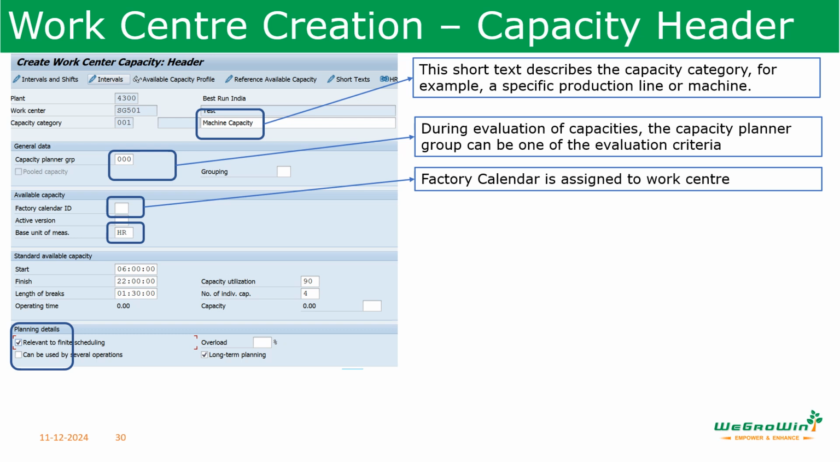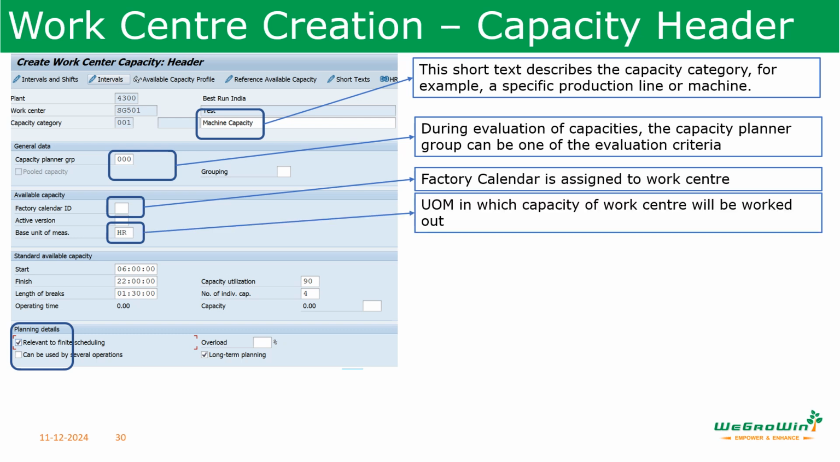And then we have the factory calendar. The factory calendar is what we define at the plant level, and we can use it in the work centers. If some work centers have a different calendar, for example, some work centers may not work on every Friday because of some power problem, we need to create a separate factory calendar for that and assign it here. And then, what is the basic unit of measure for the work center?